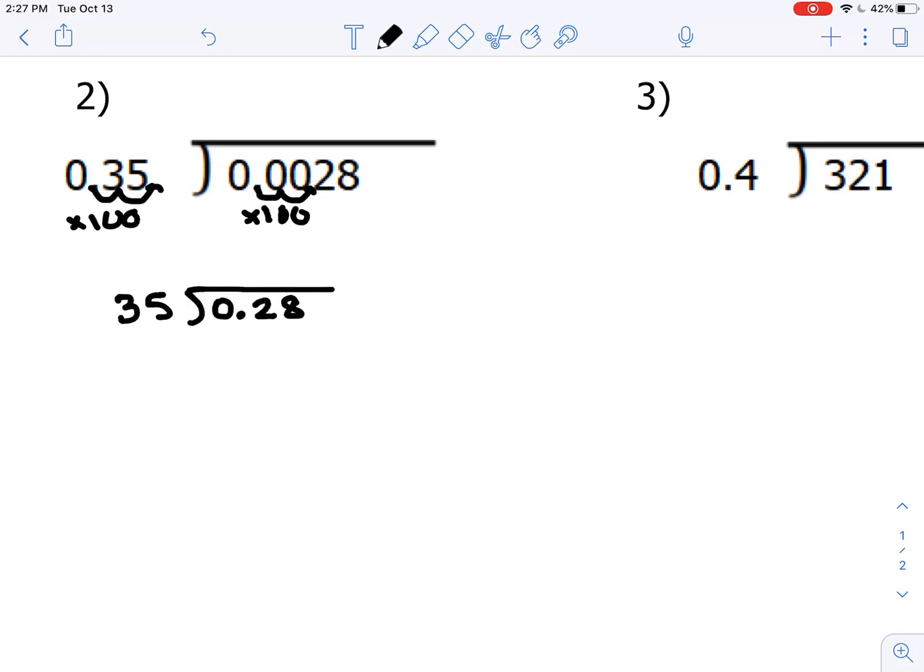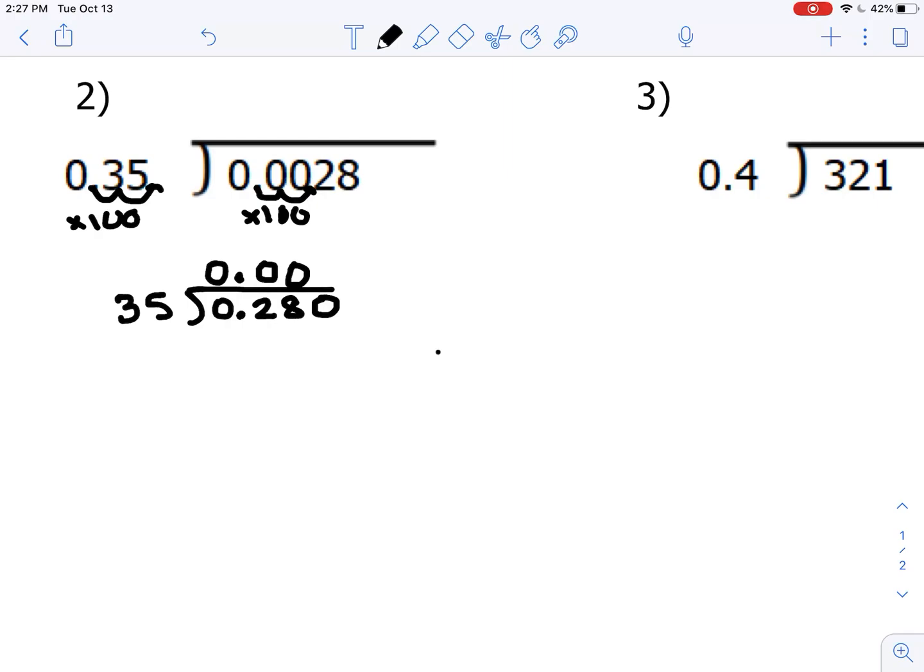All right, so I didn't write my leading zeros in the last problem. Let's put them in here. Can't make a group of 35 out of 0. I'm going to put the decimal point up into the quotient. I can't make a group of 35 out of 2 or out of 28. So we're going to add a 0 here after the 28 to make it 280.